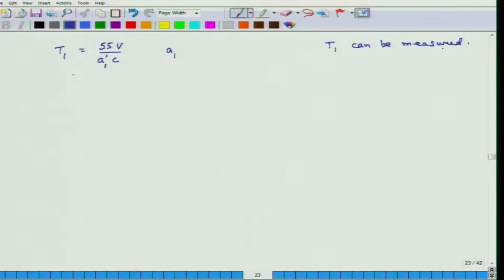Okay, I can measure the value of T1. Once I can measure the value of T1, I can find A1 prime. I can determine it from this formula. If T1 is known, V is known, C is known, then I can calculate A1 prime, and this is equal to S times natural log of 1 minus alpha bar.